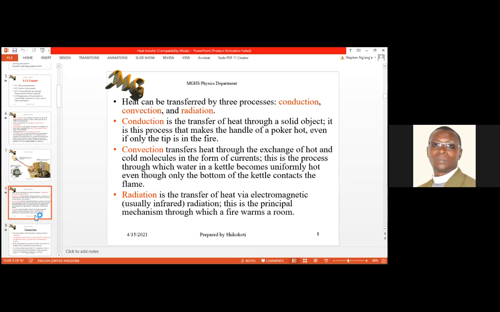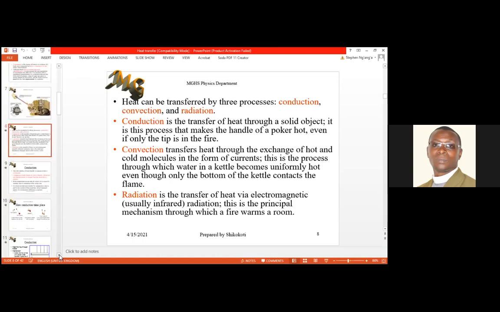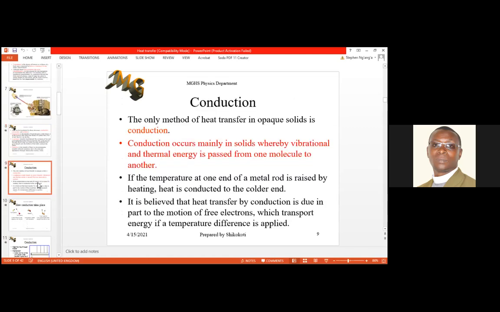Convection is the exchange of hot and cold molecules in the form of currents, and that's the process through which liquids become heated. And of course, you have radiation, which is the fastest mode of heat transfer, because heat is transferred in the form of an electromagnetic wave, usually infrared radiation. And that is how we get heat from the sun.